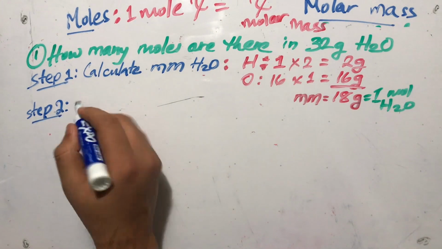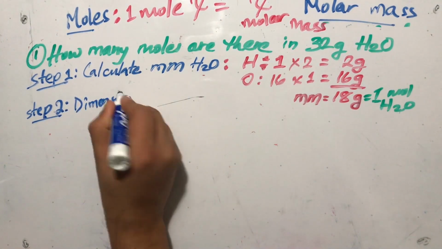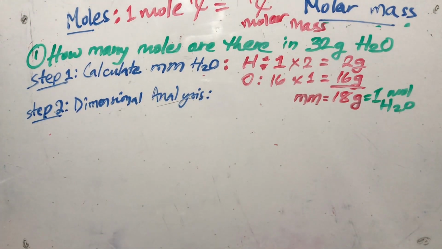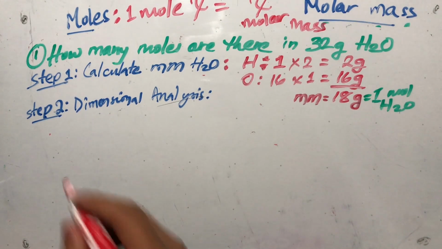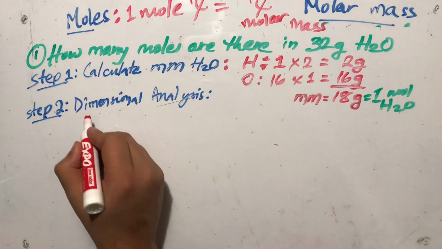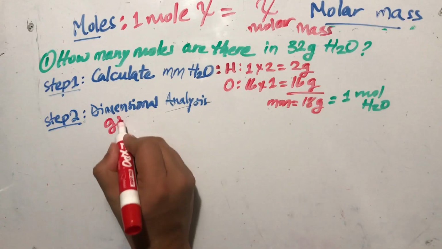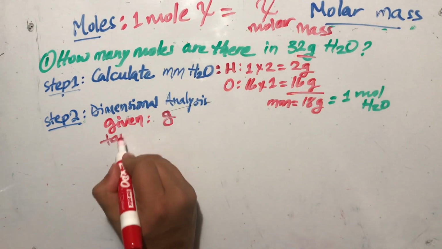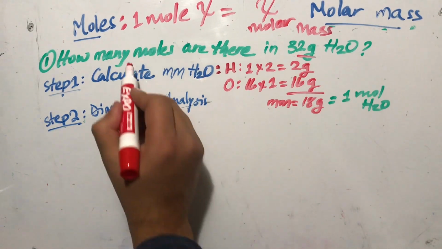Step 2 is dimensional analysis. If you have trouble solving this kind of math using the dimensional analysis method, I have a video, so you can go back and watch that video, because we are going to need that concept to solve this problem right here. In dimensional analysis, the easy way is to follow the steps. Given, first: the unit given is grams, and our target unit, in this case, is moles.